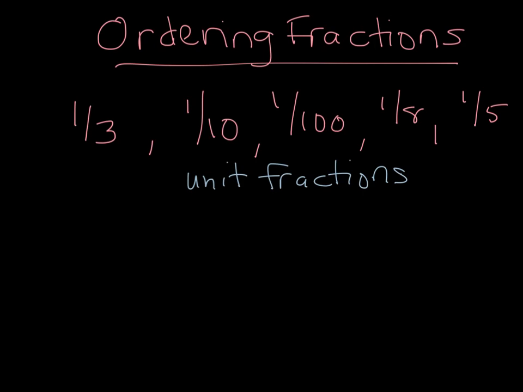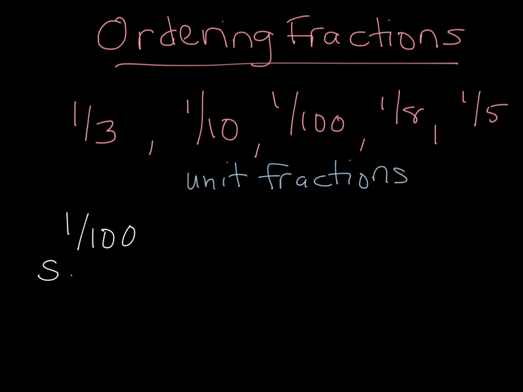So when we look at these numbers, the number with the denominator that's the largest, if all of the numerators are 1, the denominator with the largest number is actually the smallest fraction. So in this case, we know that 1/100th is the smallest. I'm going to put an S for smallest.